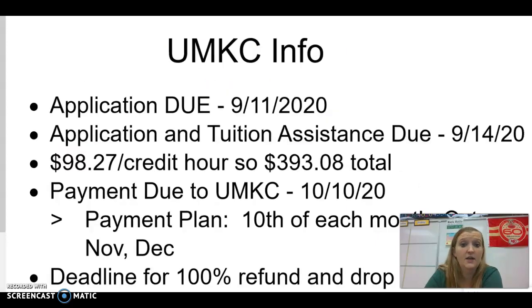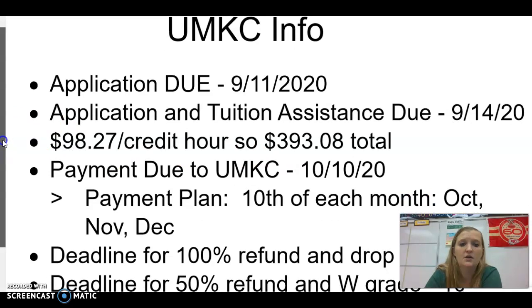Okay, then the final thing is they could decide to take this as a dual credit class and get calculus college credit. If that's the case, the application is actually due really soon, on the 11th, and I will give you the link for that as well. Tuition assistance is due on the 14th. This is a 4-hour calculus class, and it's $98.27 a credit hour, so it'll be $393.08 total. The payment is due to UMKC on the 10th of October.